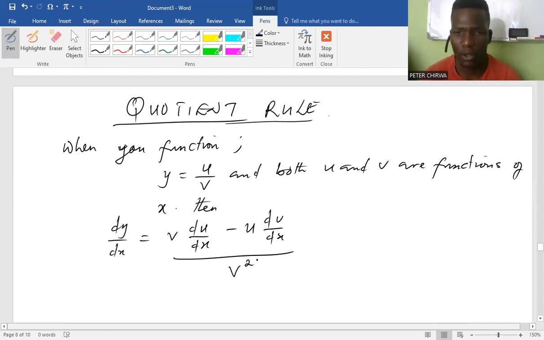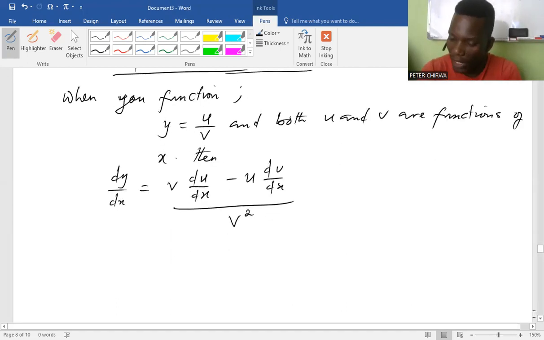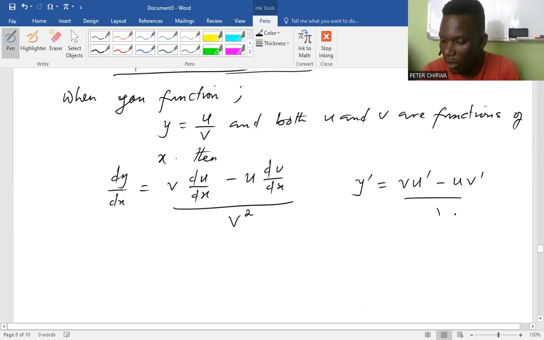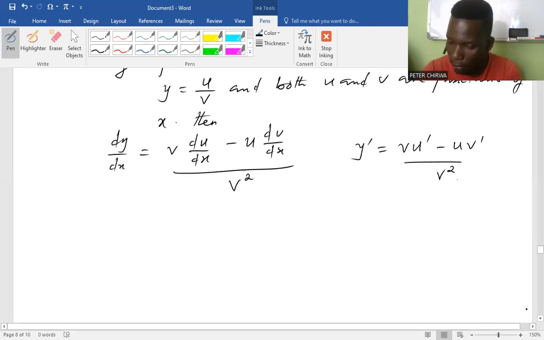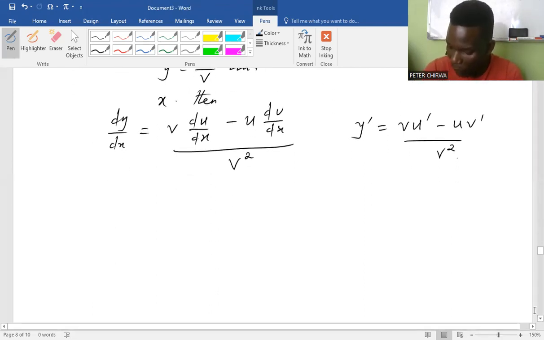In some other books, you are going to have primes. I think I didn't mention this one. Where you have the change in y with respect to x, it is written as y prime equal to u prime v minus u v prime over v squared. So you shouldn't get confused. u prime basically means you've differentiated u once with respect to a certain variable. So let's apply this rule.